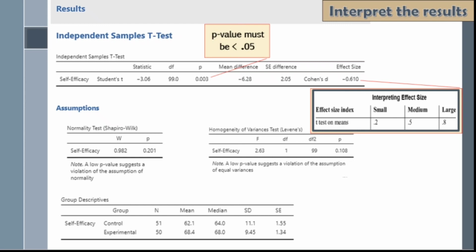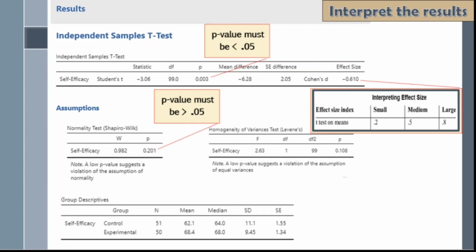For the normality test, as you can see, there is a note below the table stating that a low p-value suggests a violation of the assumption of normality. To meet this assumption, you should obtain a p-value of greater than 0.05. If you get less than 0.05, it means that the assumption for the test of normality is violated.